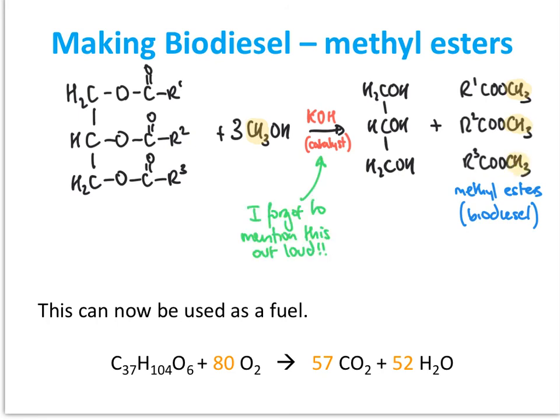So that's how we make biodiesel, and once we have biodiesel, we can use it as a fuel. Standard combustion reaction: we have a molecular formula here of a methyl ester, react it with oxygen, and naturally it produces carbon dioxide and water. But of course, if our vegetable oil has been grown from a crop, which it obviously has been, then we are producing something which, whilst maybe not carbon neutral, has a much lower impact on the amount of carbon dioxide in the atmosphere.